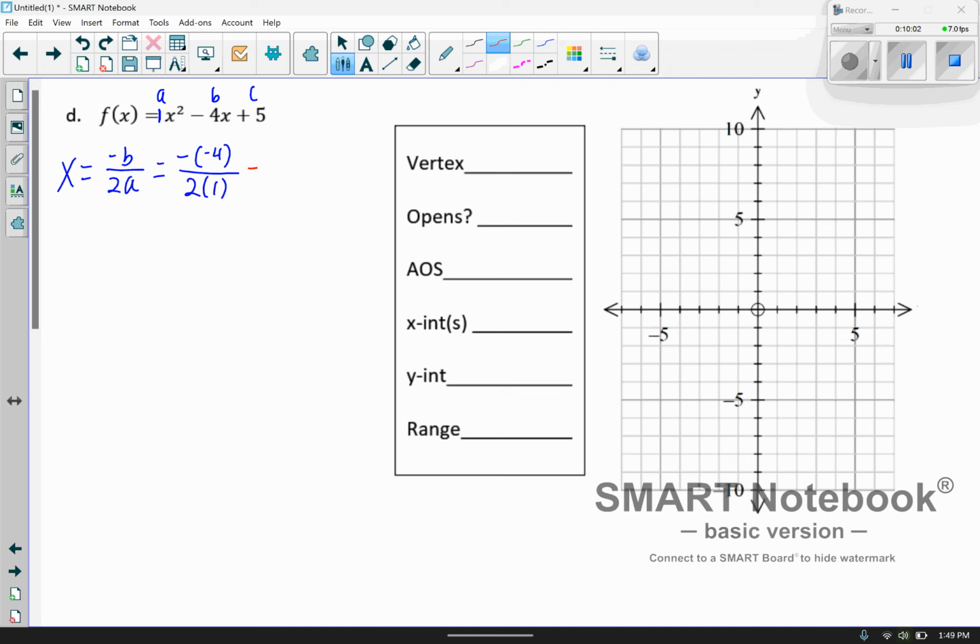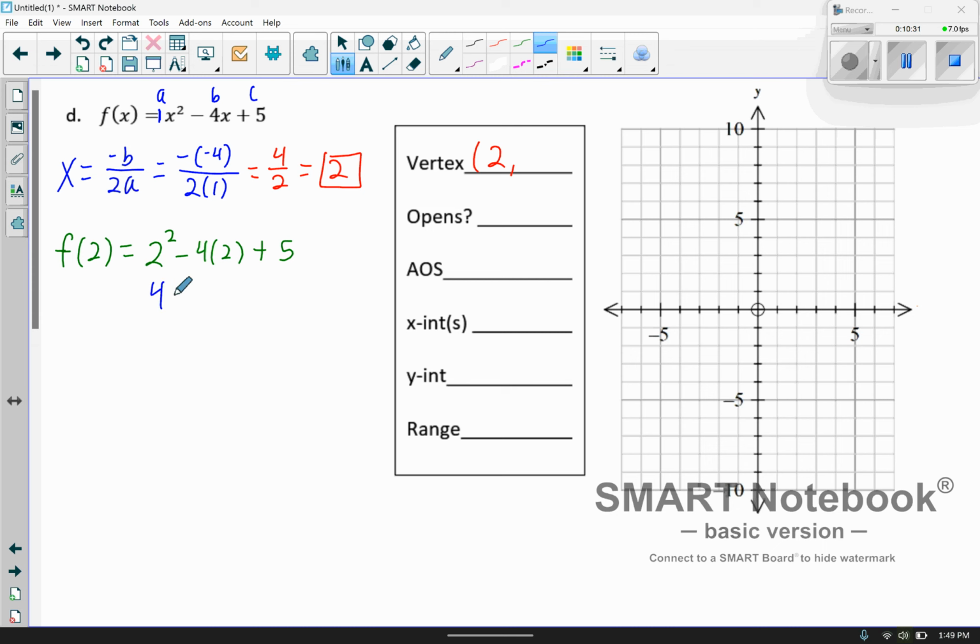So the double negative will become a 4. 2 times 1 is 2. 4 divided by 2 is 2. So there is the x value of the vertex. And then for the y value, we have to substitute that 2 into the function. So let's see, 2 squared minus 4 times 2 plus 5.